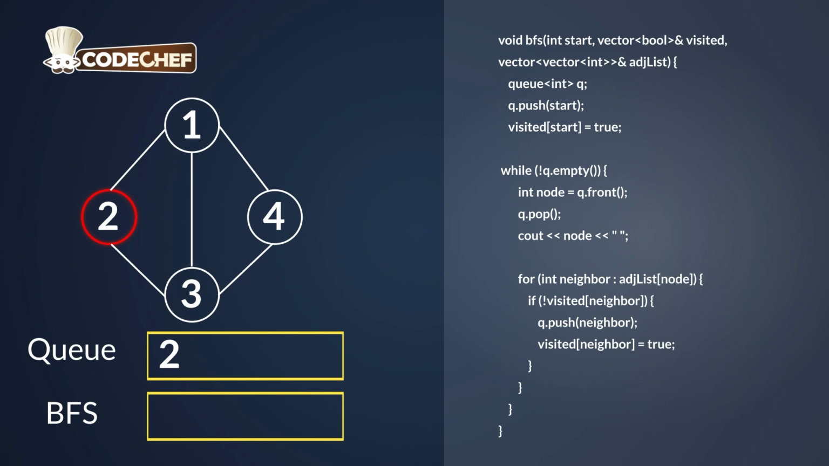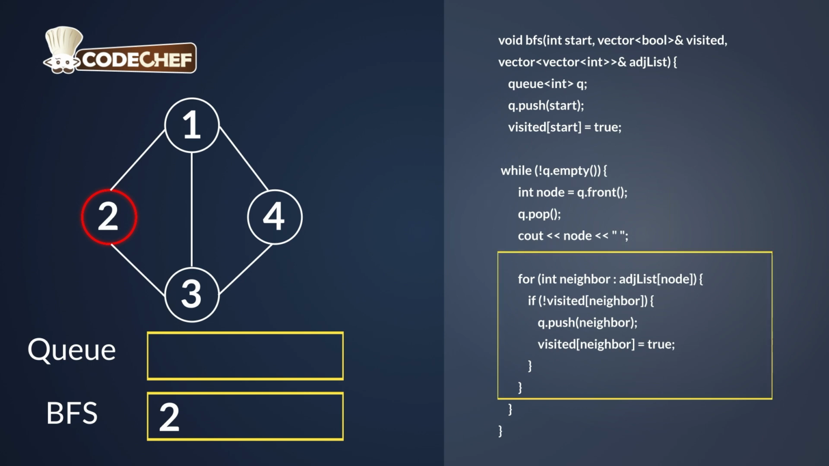Next, we remove the front node from the queue, which is node 2, and print it. The highlighted lines here are used to take node 2 out of the queue and process it. Now, we examine node 2's neighbors. The loop checks each neighbor.